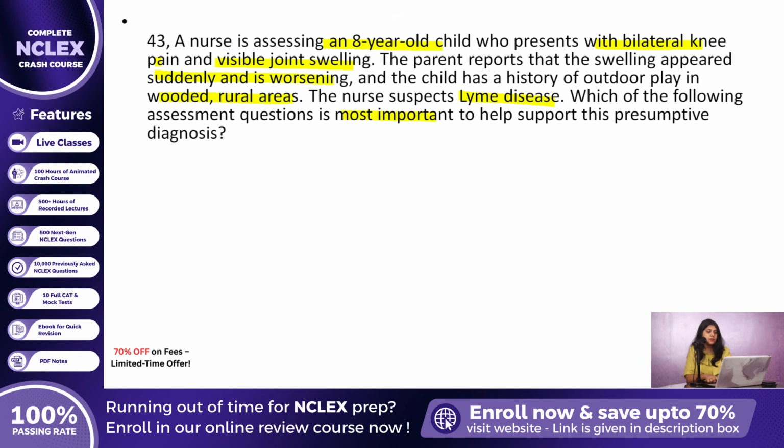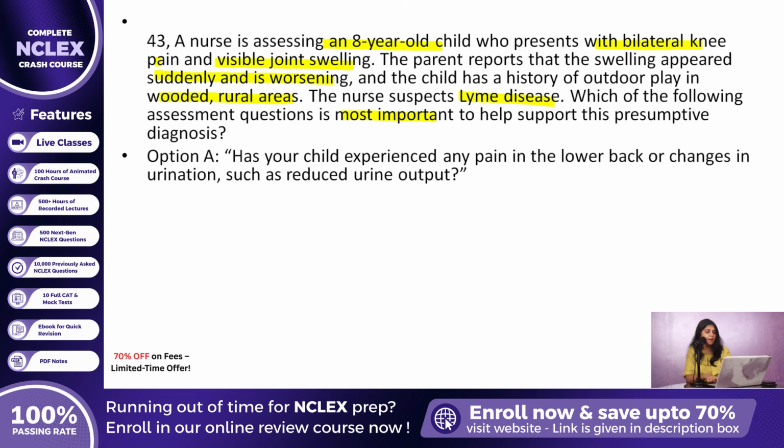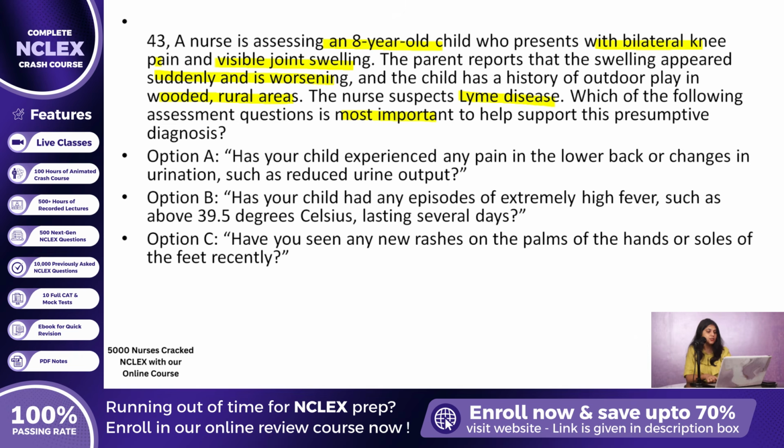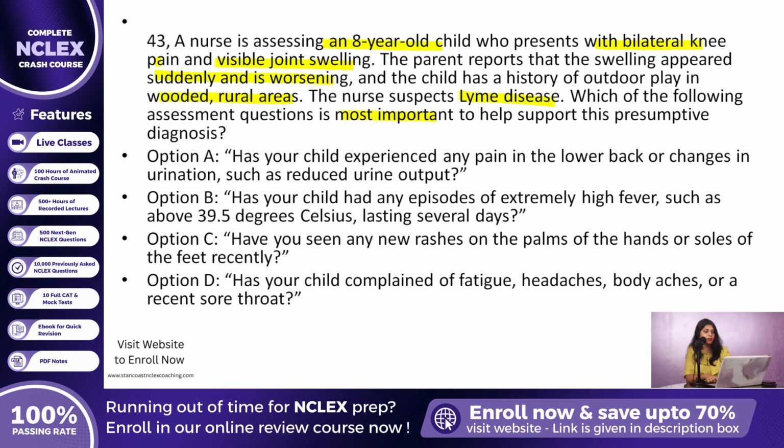Option A, has your child experienced any pain in the lower back or changes in urination, such as reduced urine output? Option B, has your child had any episodes of extremely high fever, such as above 39.5 degrees Celsius, lasting several days? Option C, have you seen any new rashes on the palms of the hands or soles of the feet recently? Option D, has your child complained of fatigue, headaches, body aches, or a recent sore throat?